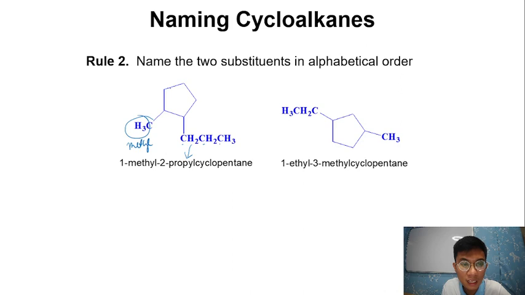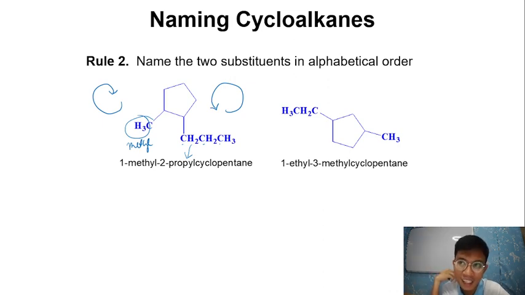Kailangan mabigyan natin ng numbering itong pentagon na yan ng 1 to 5. Ito yung medyo challenging kapag nag-name kayo or nag-numbering kayo ng mga cycloalkanes natin, kasi may dalawang possibility yung numbering. It's either you go clockwise or counterclockwise.